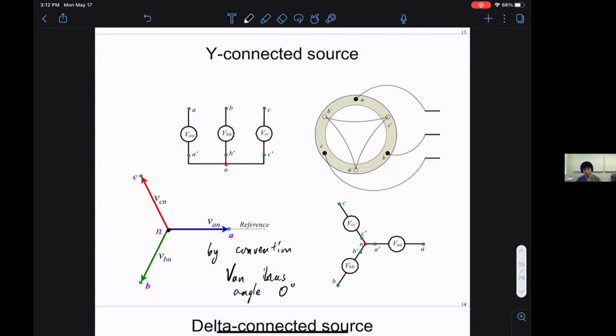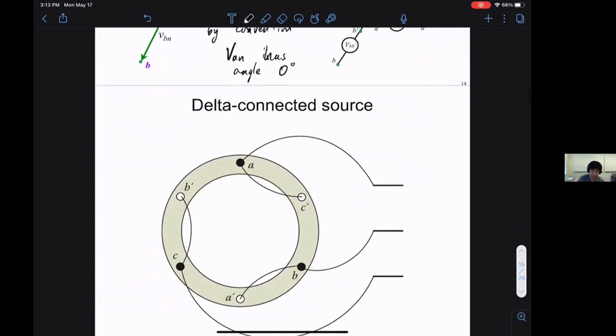All right, so this is our Y connected. The idea is quite simple, as you can almost treat each of them to be separate entities. As long as you know there are two other phases, you can treat each phase almost as a separate entity. Then in delta, as we said, we connect the phases together in this kind of triangle formation.